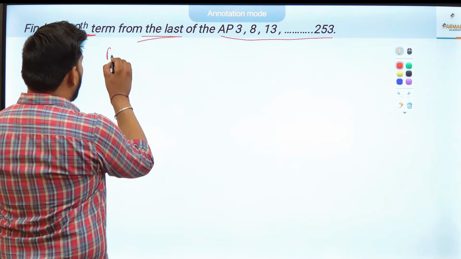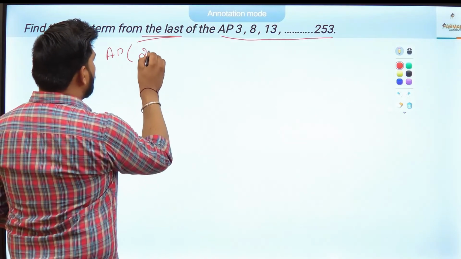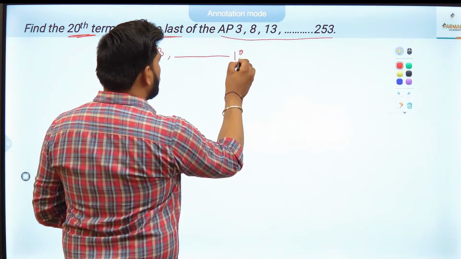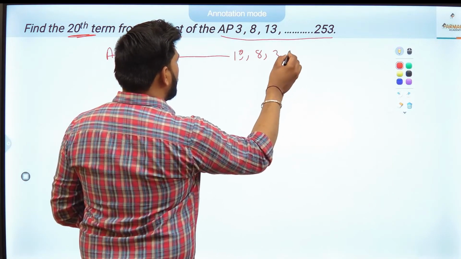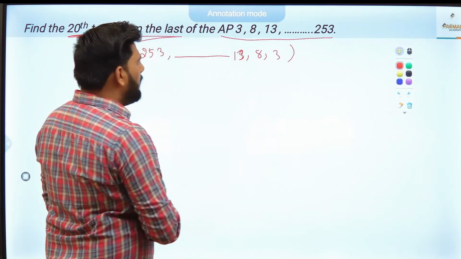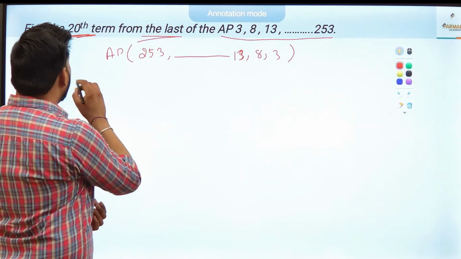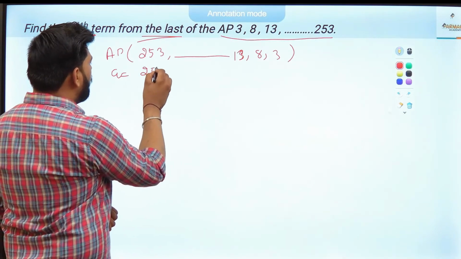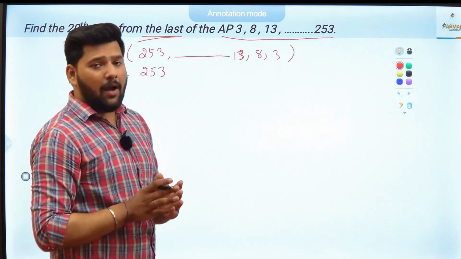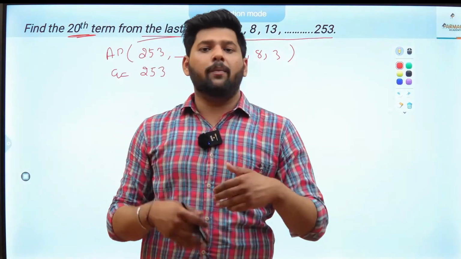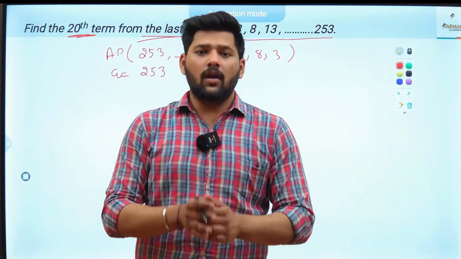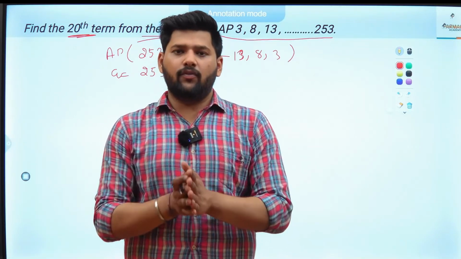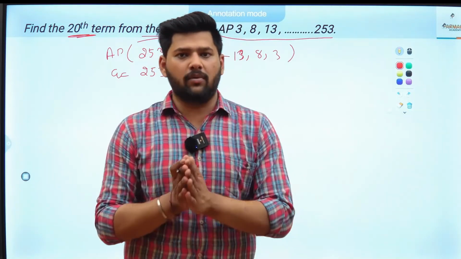So the AP is 253, that is 13, 8 and 3. So this is the AP. Now we have to find the 20th term. So what is A? What is the value of A? That is first term 253. ये ध्यान रखना आप कि जब भी हमें 20th या कोई भी टर्म फ्रॉम द लास्ट फाइंड करना हो, सबसे पहला जो स्टेप होगा वो हमें उस AP को रिवर्स करना है. मीन्स फर्स्ट टर्म को लास्ट और लास्ट टर्म को फर्स्ट टर्म बनाना है.